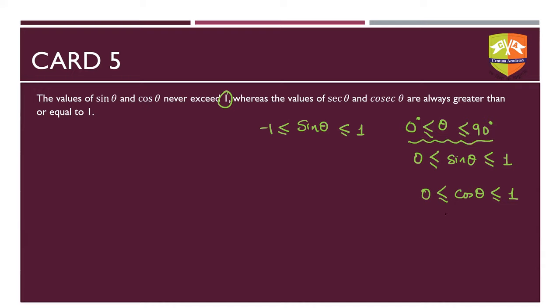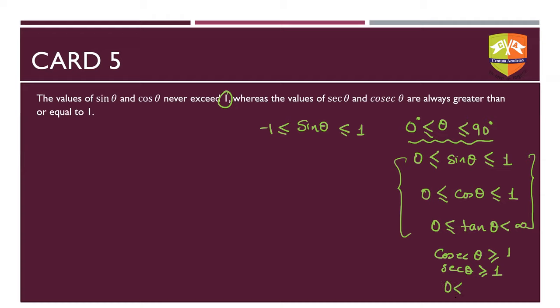And for tan, what is the minimum value? 0 is less than or equal to tan theta, and less than infinity. It tends towards infinity, a very big number. So these are the ranges of values of sine, cos, and tan. Accordingly, cosecant theta cannot be between 0 and 1. If theta is acute, cosecant theta is greater than or equal to 1, secant theta is again greater than or equal to 1, and cot theta will vary similarly to tan. I hope this is clear.